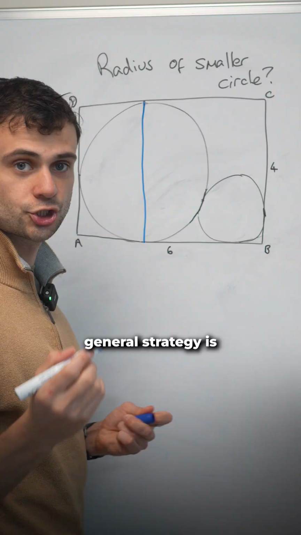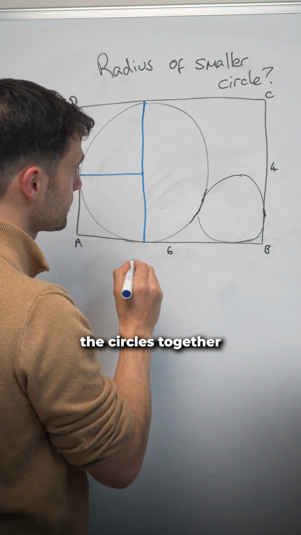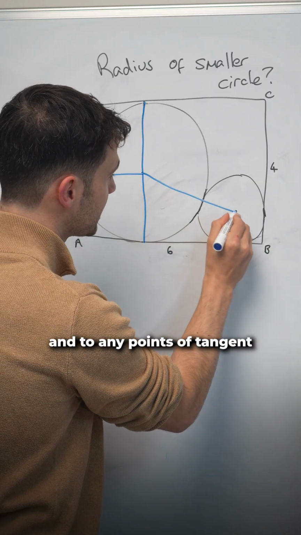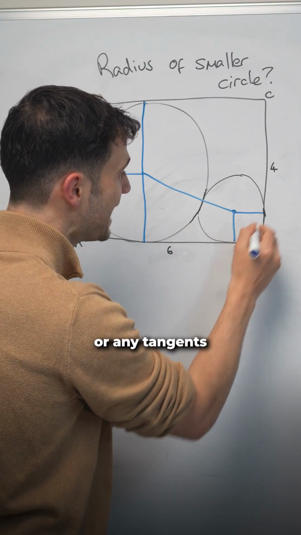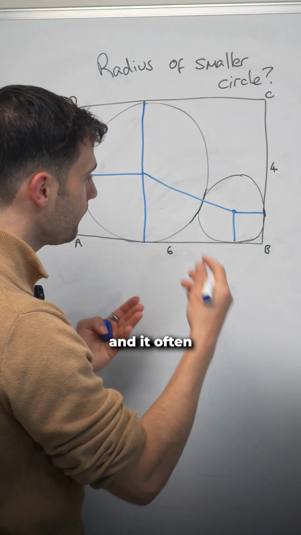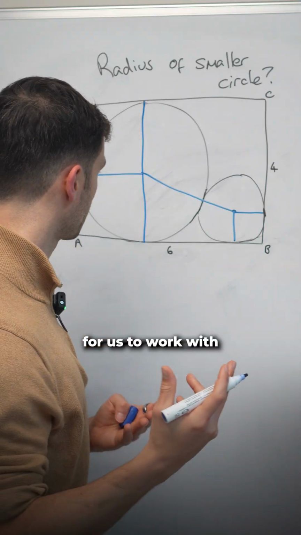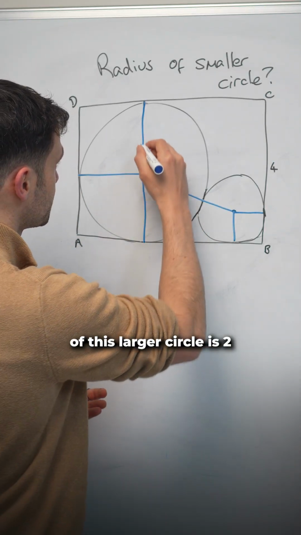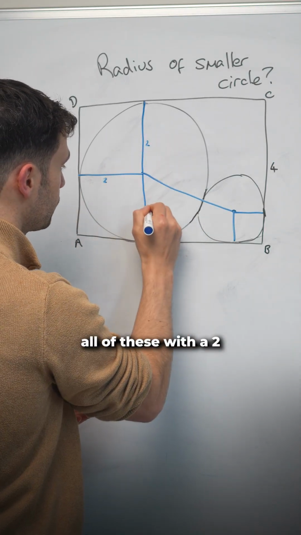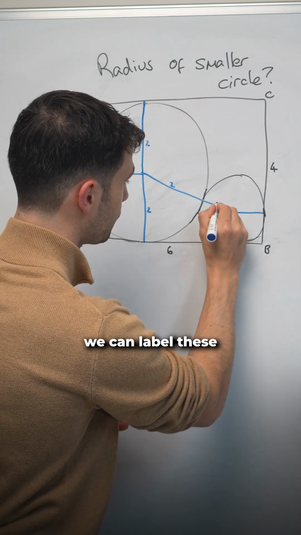Now, another good general strategy is we join up the centers of the circles together and to any points of tangent, or any tangents to those circles. This is working with the diagram, and it often splits it up into shapes that are useful for us to work with. Now, because we know the radius of this larger circle is 2, we can label all of these with a 2, and because we're looking for the radius of the smaller circle, we can label these with an r.